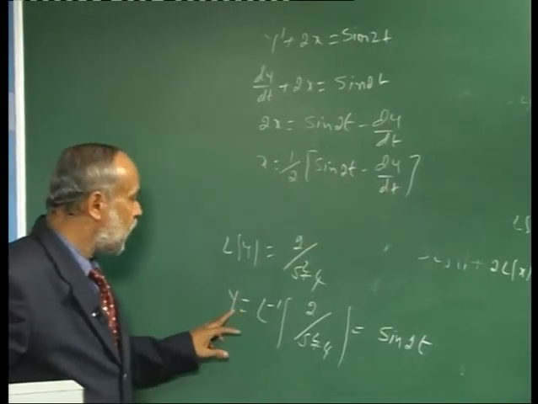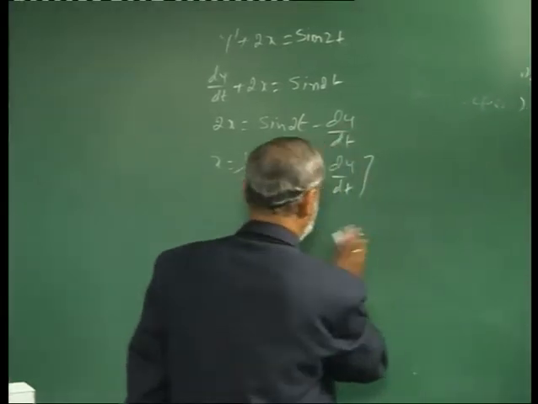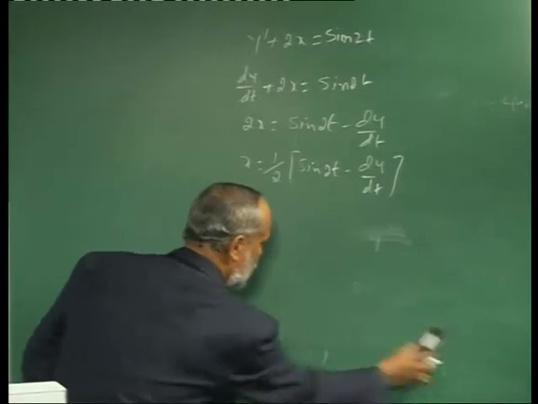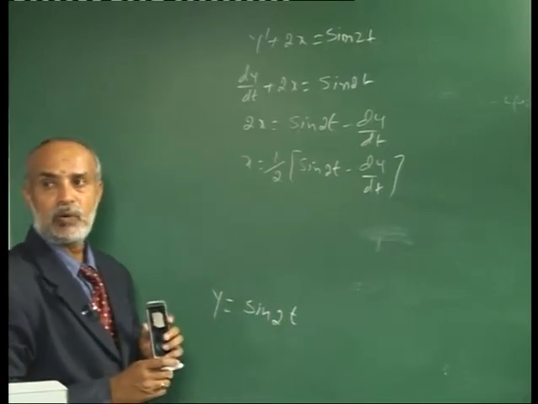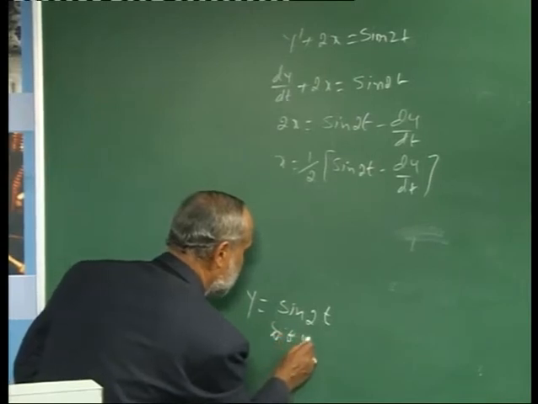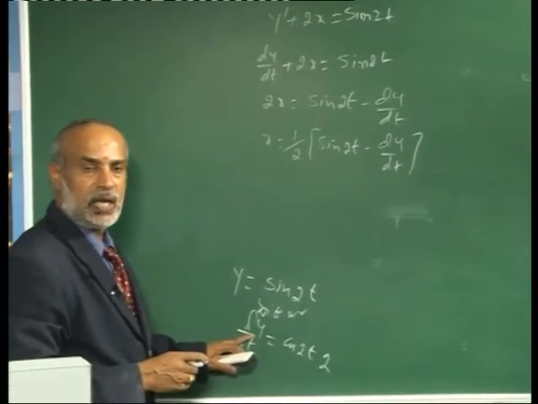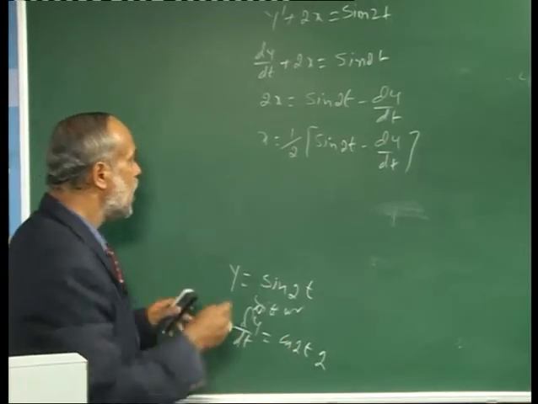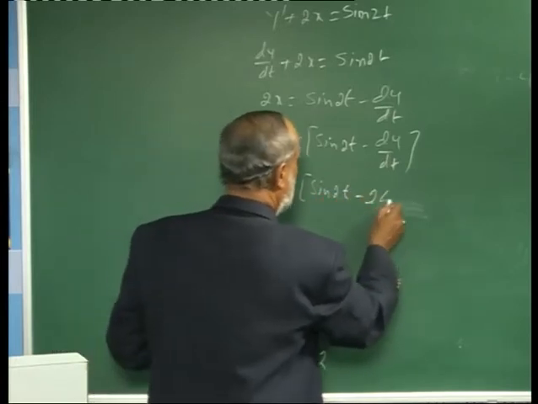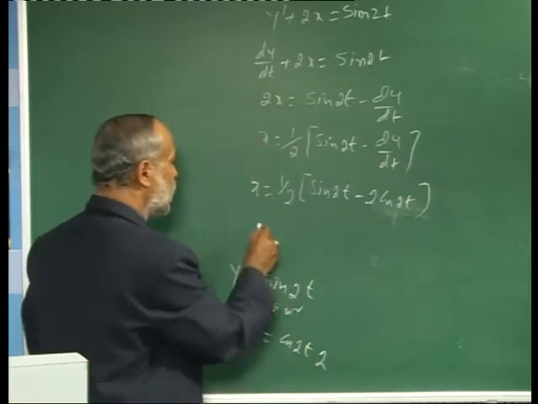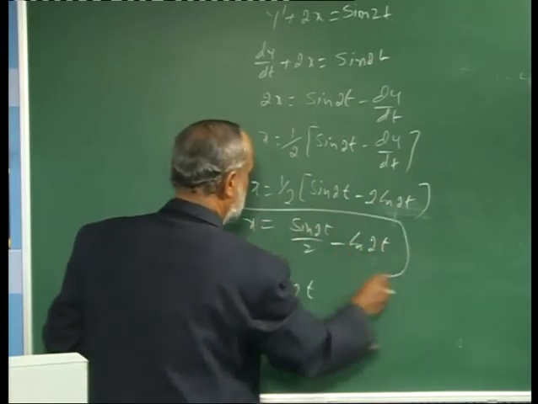Now you know the y value. y is sin 2t. Now differentiating with respect to t, dy by dt is equal to cos 2t into 2. Now you can substitute: x is equal to 1 by 2 into sin 2t minus 2 into cos 2t. Now you can multiply this 1 by 2, this is equal to sin 2t by 2, and the 2s will get cancelled, minus cos 2t. This is the x value.